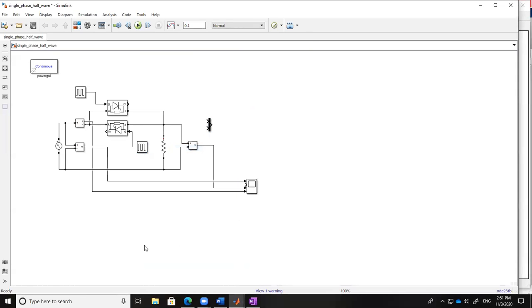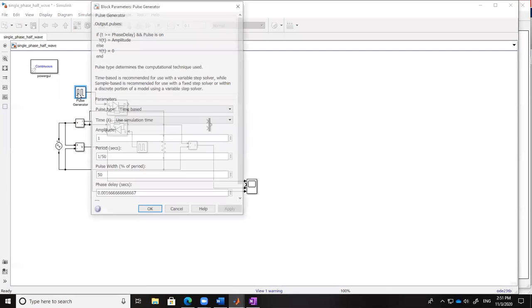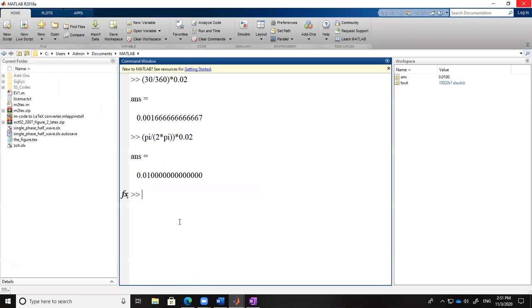Okay. So Akash has a query: how to calculate the phase delay. See, we want to keep a phase delay of 30 degrees. For 360 degree, it is 20 millisecond, that is 0.02. Then for 30 degree, it is 30 by 360 into 0.02. That means 30 degree is equal to 0.001667 seconds. Okay. So then what is 180 degree?